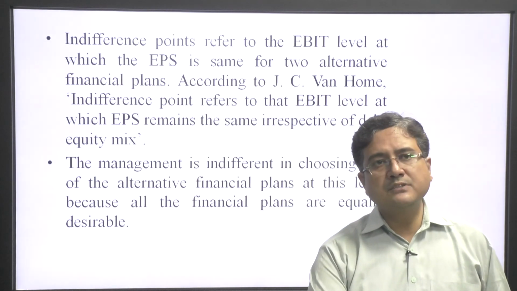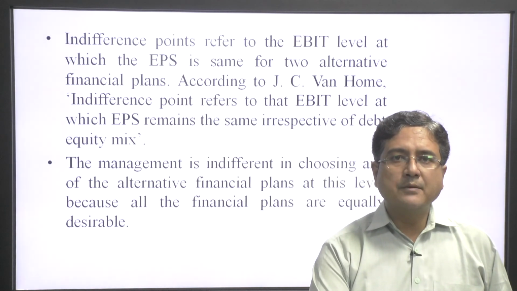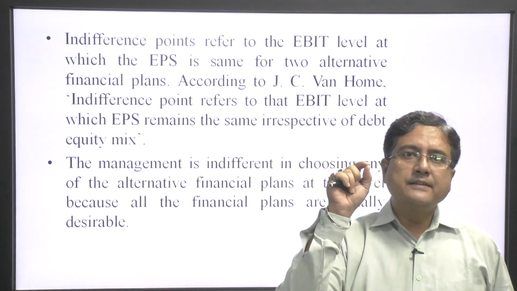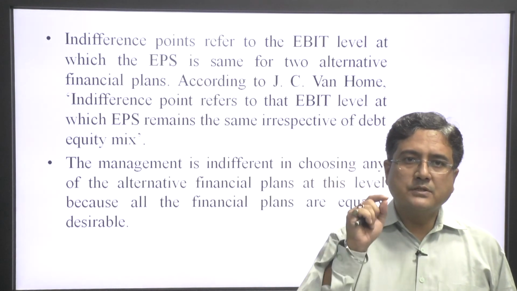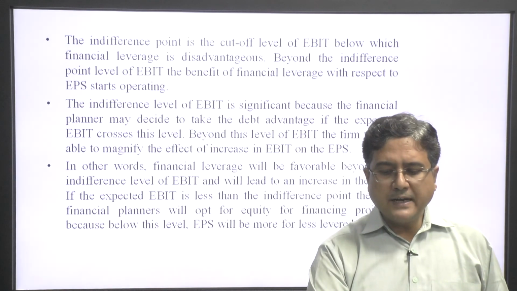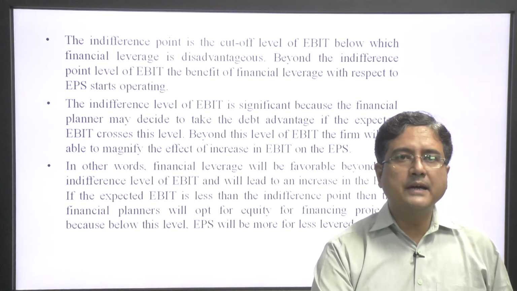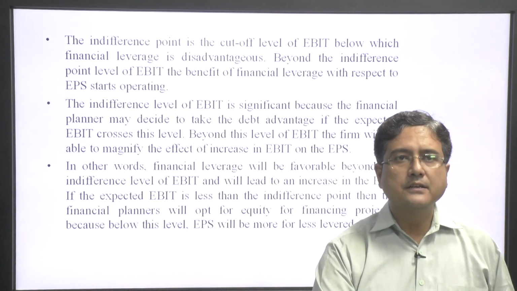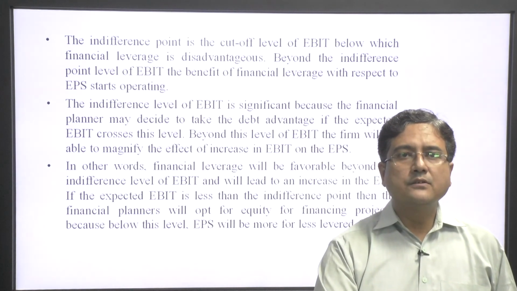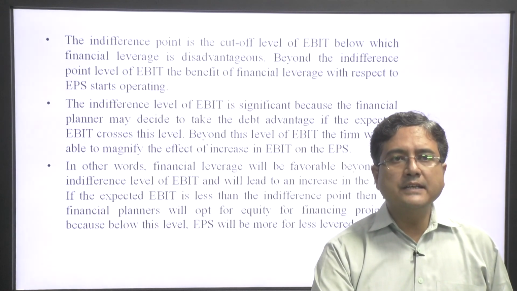As given by J.C. Jones, it is the kind of break even point where we are able to find out what the EBIT will be for different alternatives if we get the same EPS. So, what plan must we choose? Indifference point is a cutoff level of EBIT below which the leverage is disadvantageous and above that it is advantageous. The indifference level of EBIT is significant because a financial planner must decide whether to take debt advantage given the expected EBIT return. Financial leverage will be favorable beyond the indifference level point.